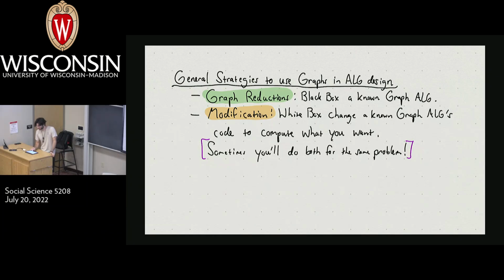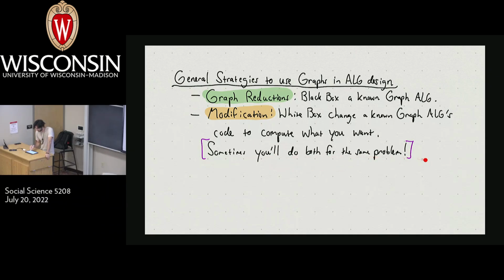Now each of these has a benefit and downside. Traditionally, it's in the proof of correctness, because if you black box something, you don't need to know how that algorithm works, so it's easier to prove it's correct. Whereas with white boxing, you have to argue that you're not changing the algorithm too much to where it now breaks. There are benefits to modification too, which is you have more control over what's happening. But ultimately, it comes down to what problem you're trying to solve. Sometimes one is clearly better than the other.